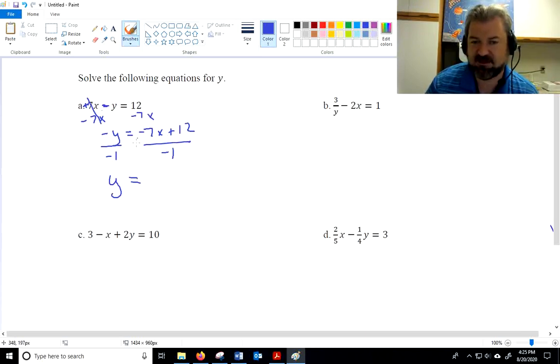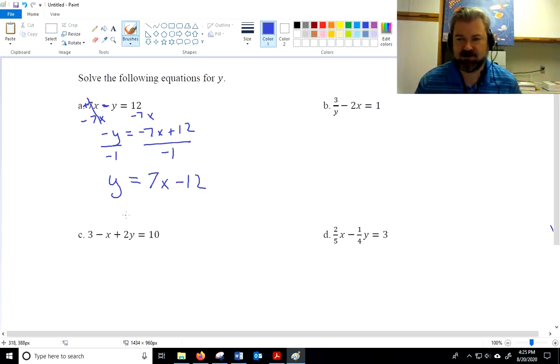Yes, I could leave it like this. That's kind of ugly, though. Let's go ahead and divide through by negative 1. Negative 7x becomes positive 7x. Positive 12 becomes negative 12. And there we have it. Nice and pretty. All right, let's look at letter B.